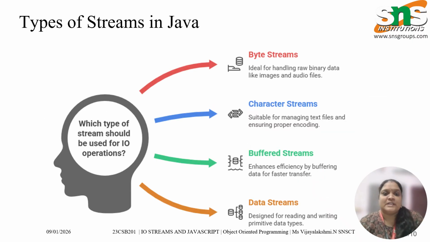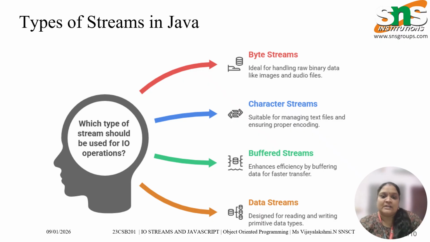What are the types of streams in Java? We have byte streams, character streams, buffered streams, and data streams. What is a byte stream? It is the one which can ideally be used for handling raw binary data. Binary in the sense it will be in the form of zeros and ones, like images and audio files. If you take a particular image, it can be represented as pixels. That pixel contains zeros and ones only. So mainly byte stream is used for handling raw binary data.